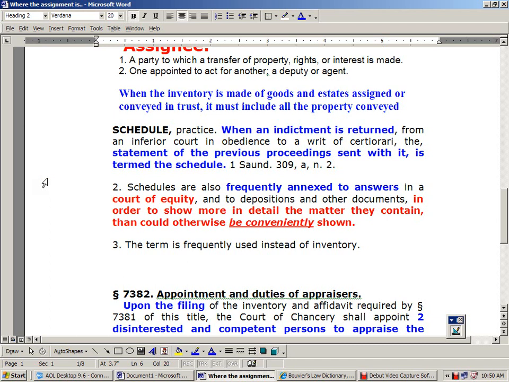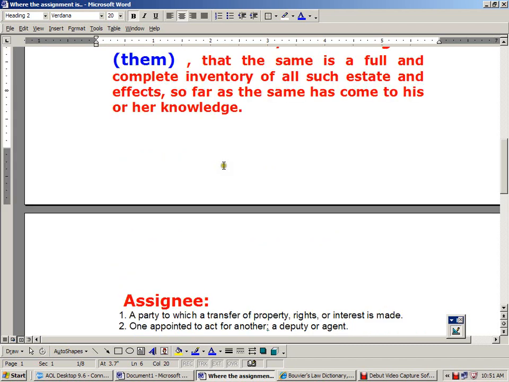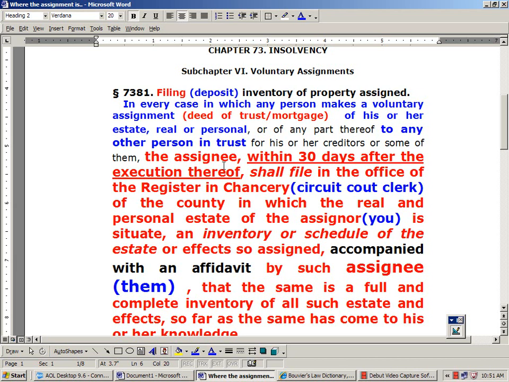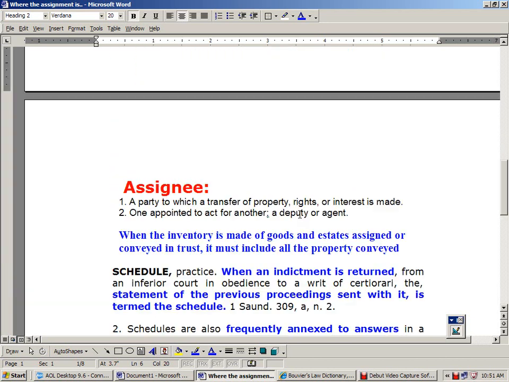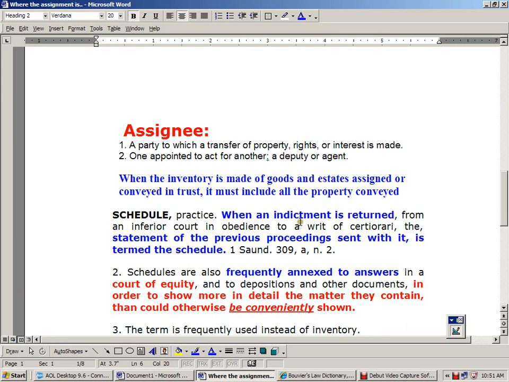Schedule, practice. When an indictment is returned from an inferior court, in obedience of a writ of certiorari, the statement of the previous proceedings sent with it is termed the schedule. That's the word out of Bouvier's for schedule. So it's either an inventory or a schedule, right? So either what's in it or the schedule, which will be the proceedings that you have gone through, you may not even know have happened, on an indictment.